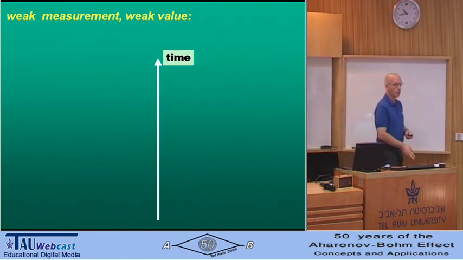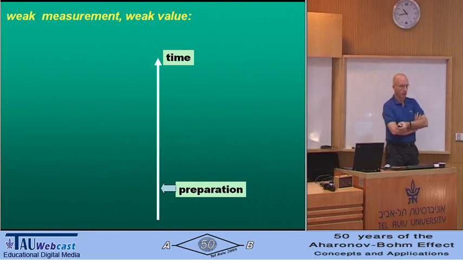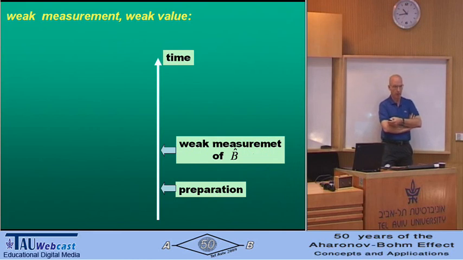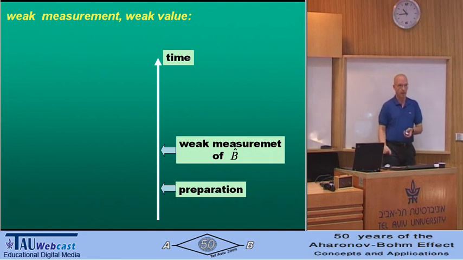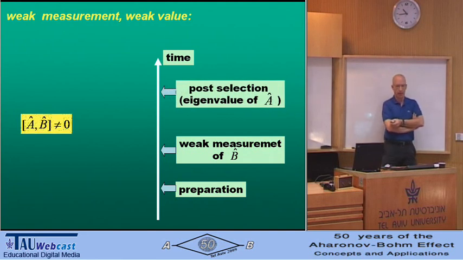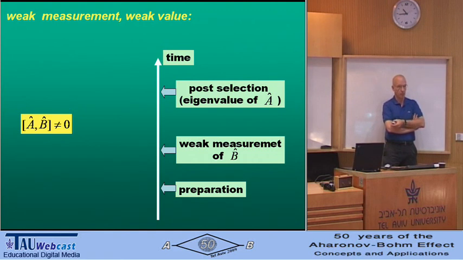So in a nutshell, a weak value protocol consists of 3 steps. In the first step, we prepare the system in an initial state. It can be a pure state. It can be a thermodynamic mixture. Then, at a later time, we perform a weak measurement of some observable, which is represented by an operator B. And by weak measurement, I mean that we very weakly disturb the state of the system, or almost do not disturb the state of the system. I will come to that a bit later. So we write down the result of our experiment, and at the third step, we perform a strong, projective measurement of another operator, A, such that A and B do not commute.